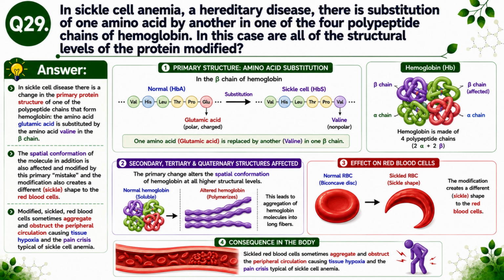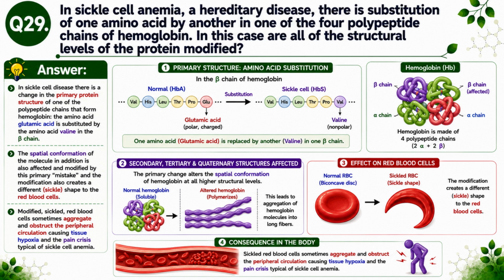Question number 29. In sickle cell anemia, a hereditary disease, there is substitution of one amino acid by another in one of the 4 polypeptide chains of hemoglobin. In this case, are all of the structural levels of the protein modified? Answer. In sickle cell disease, there is a change in the primary protein structure of one of the polypeptide chains that form hemoglobin. The amino acid glutamic acid is substituted by the amino acid valine in the beta chain.